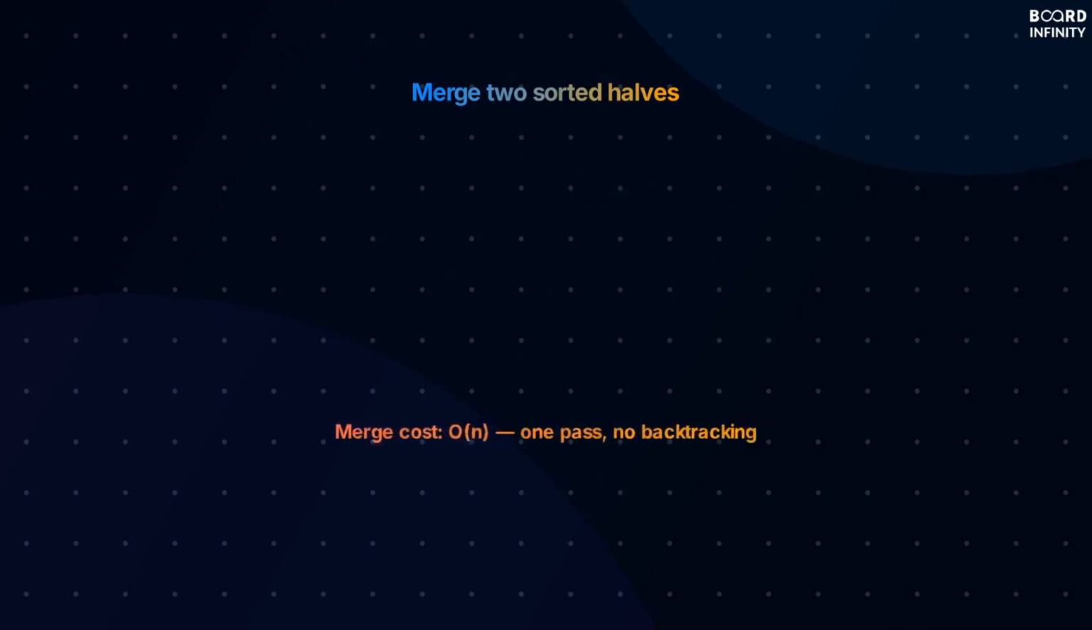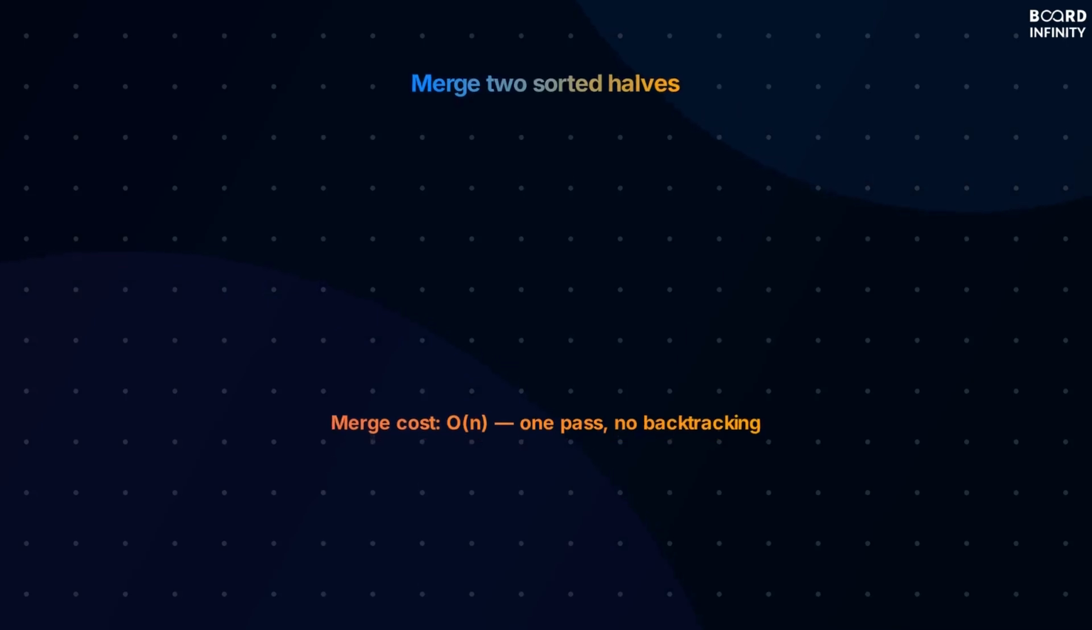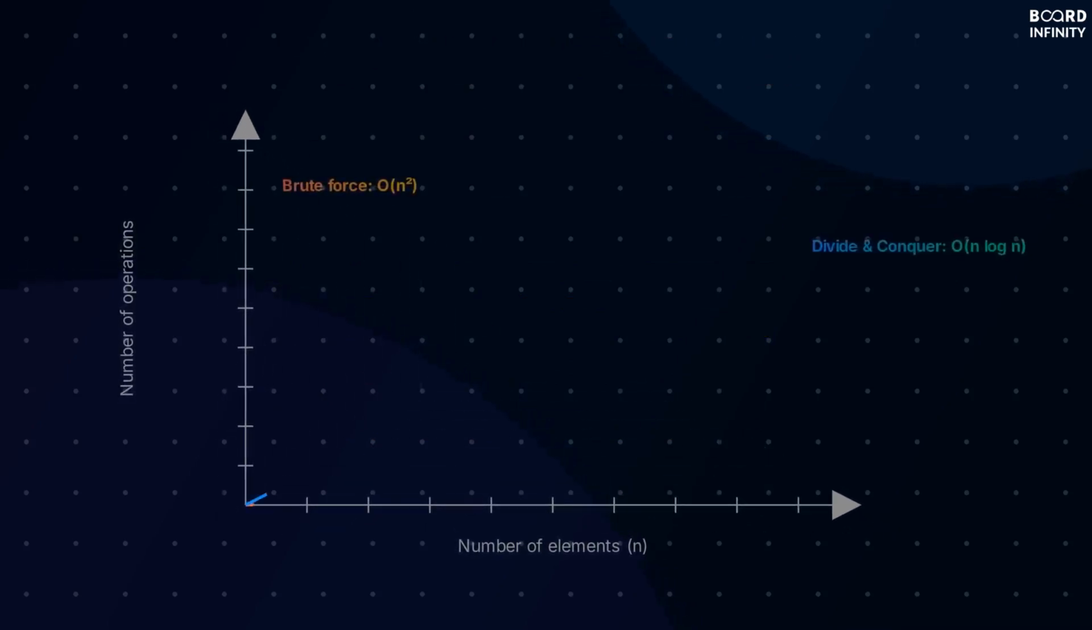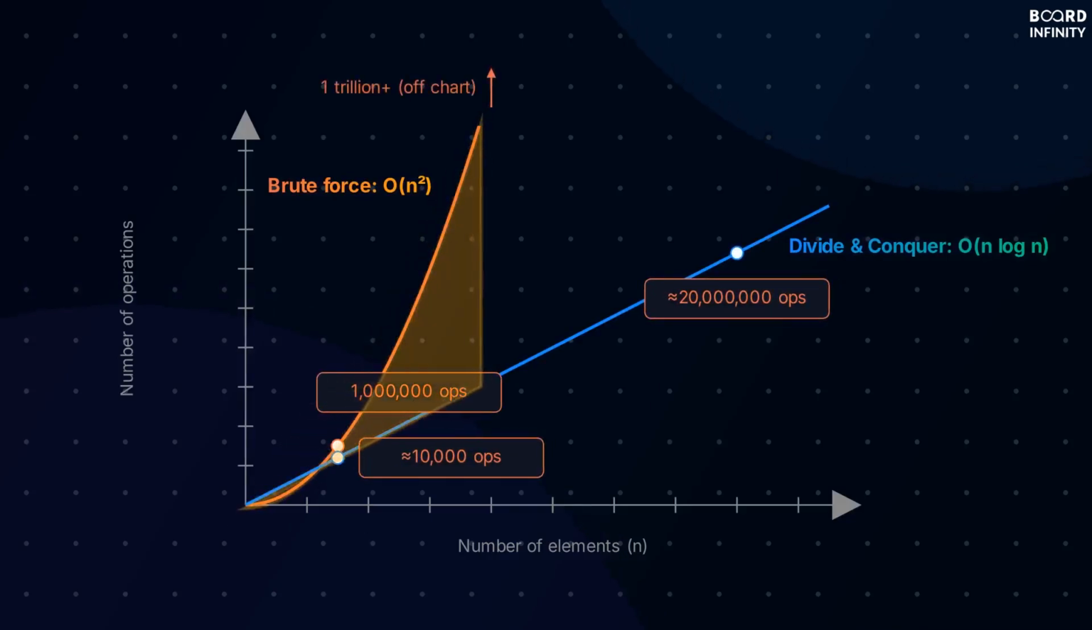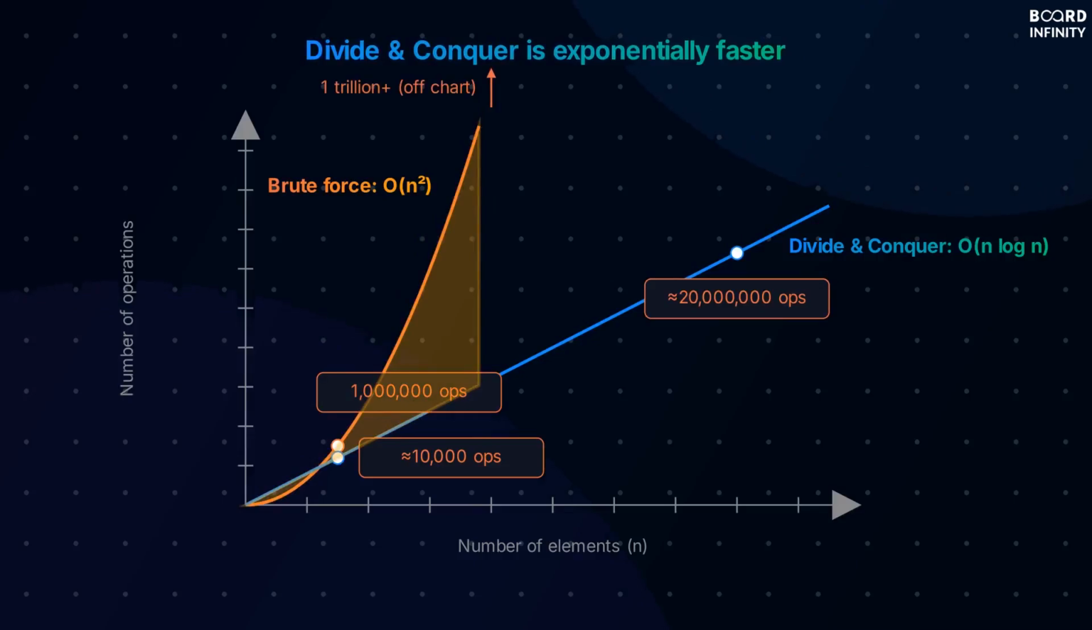This approach is the core idea behind merge sort and quick sort, two of the most important algorithms in computer science. This visual comparison demonstrates why breaking problems down is exponentially more efficient. The brute force approach, with its order n squared complexity, quickly becomes unmanageable as the number of elements increases. In contrast, the divide and conquer strategy, with order n log n complexity, scales far more effectively, making it a powerful tool for solving large-scale problems.